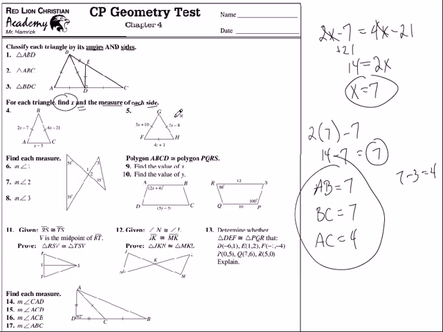Once you get x, then what do you do? Plug in here, plug in here, plug in here. Actually, you don't even have to plug it in 3 times. You plug it in once, then guess what's true about the other sides? They're all equal. So you don't have to do the math more than one time. We getting this? Okay.